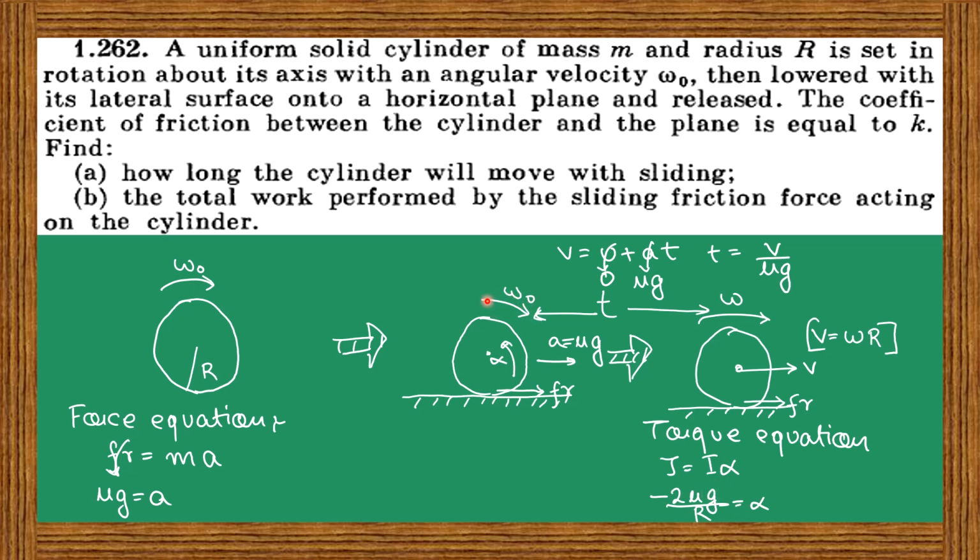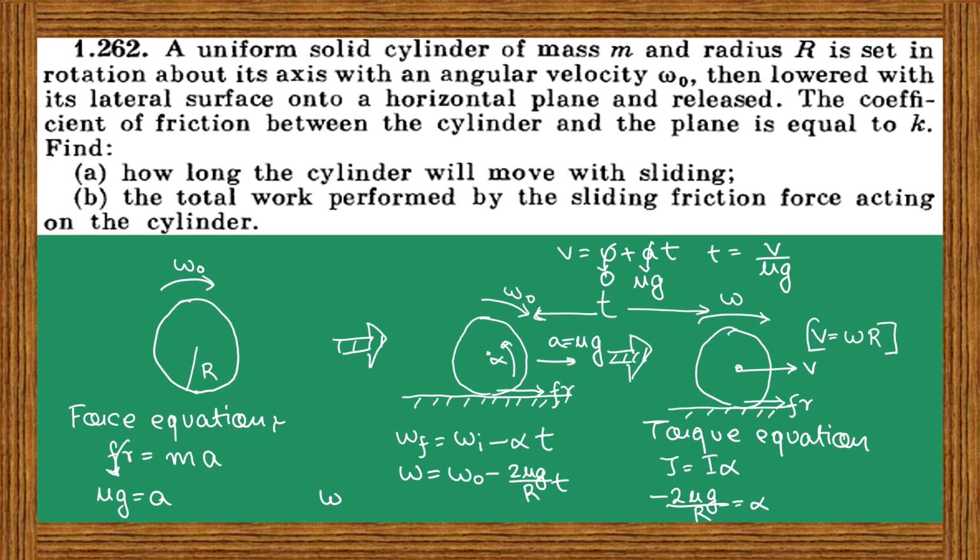Initial angular velocity in this direction is equal to omega naught. Final angular velocity in this direction is equal to omega. Okay, angular acceleration is equal to alpha. So I can simply apply omega final is equal to omega initial minus alpha t, because angular acceleration is in the opposite direction to angular velocity. So what is the final angular velocity? Omega. What is the initial angular velocity? Omega naught. Minus, what is the value of alpha? Alpha is nothing but 2 mu g by r, into t.